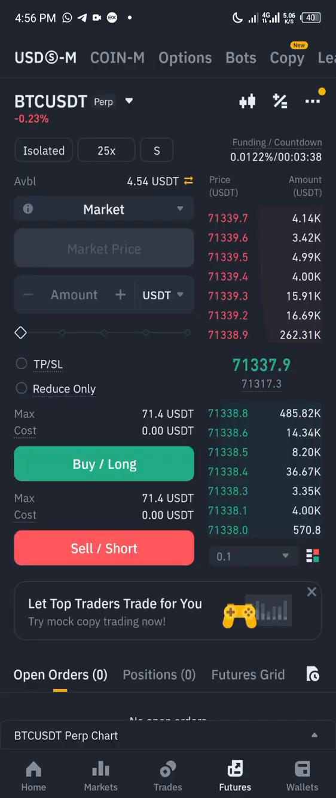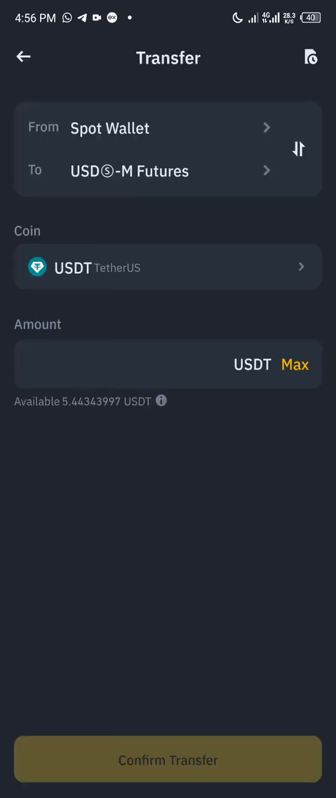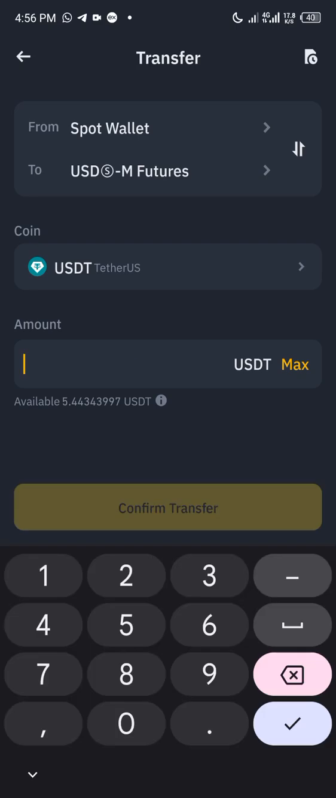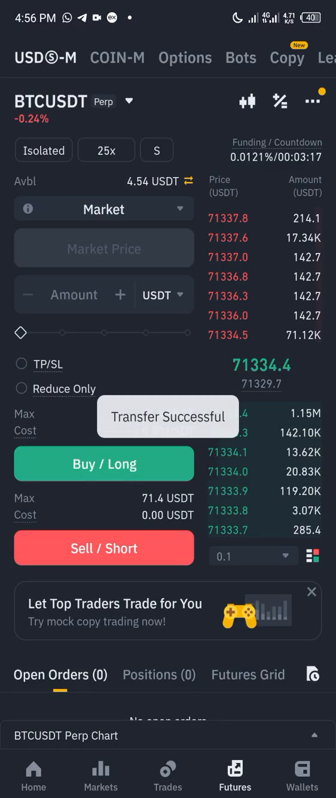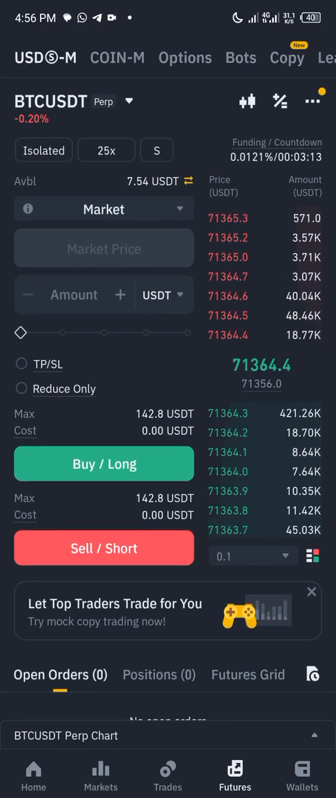So the current balance we're having here is 4.54, right? So let's fund it with a few dollars so you guys can see it. So let's say I want to transfer just $1 from my spot wallet. No, let me transfer $3 from my spot wallet to my futures wallet. So I've already inputted $3, then I'll click on confirm transfer. As you can see, the balance has increased to 7.54 USDT. So that's the first way how you can fund your futures wallet.